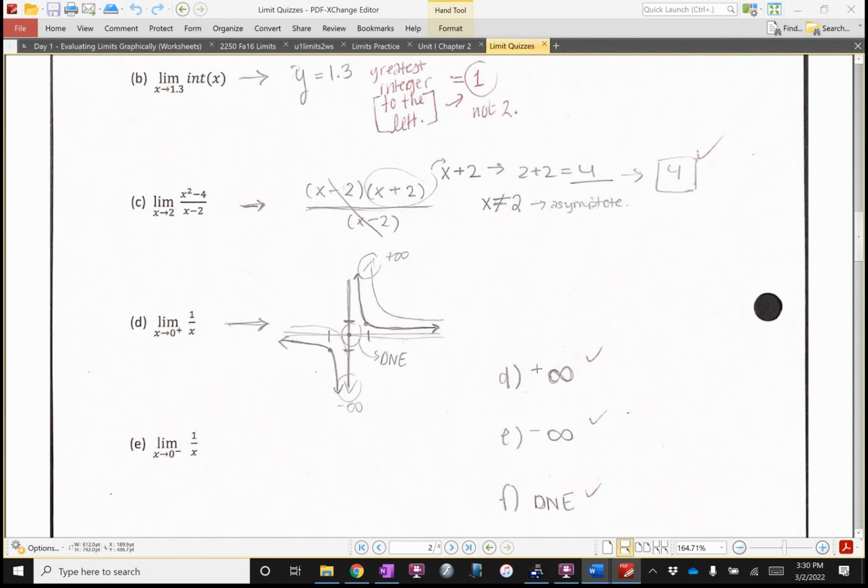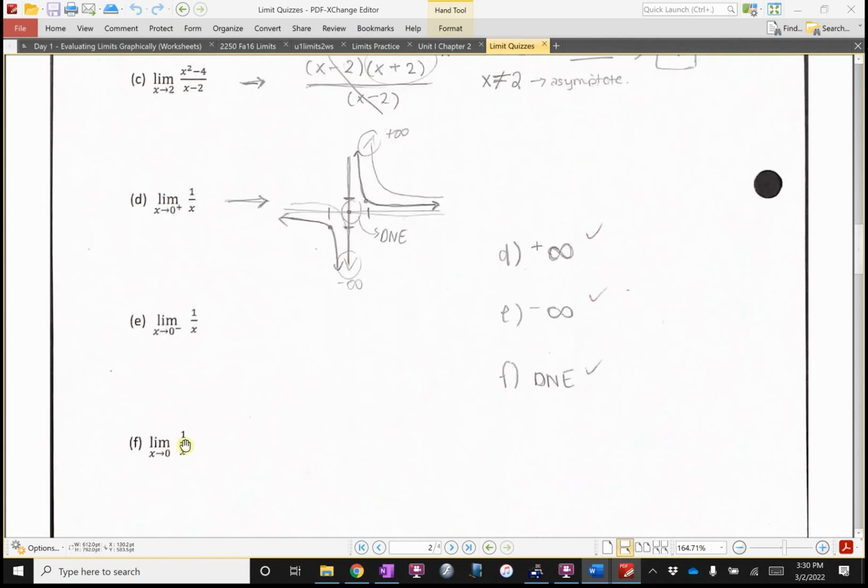Oh, F. Is there an F? Oh, there it is. Did we get the same answer for both of them? Do our fingers meet when we follow along? Nope. The limit does not exist.